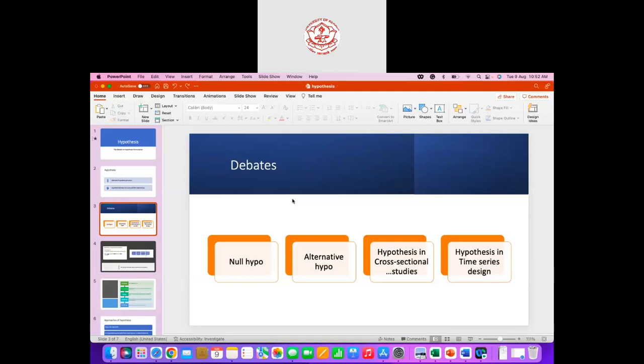In time series, we take the entire data. At that time there is a dilemma. Again, a debate arises. Can we set a hypothesis in time series design? Because we are taking the entire population and we analyze the entire data, how can we set an assumption based on the entire data? Which means there are no samples in the time series design. So there is a debate.